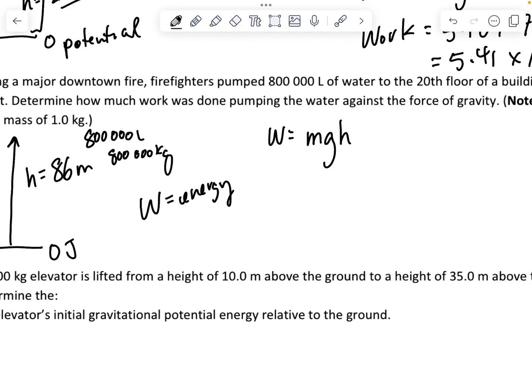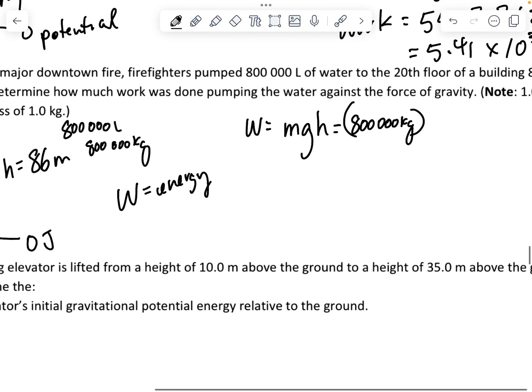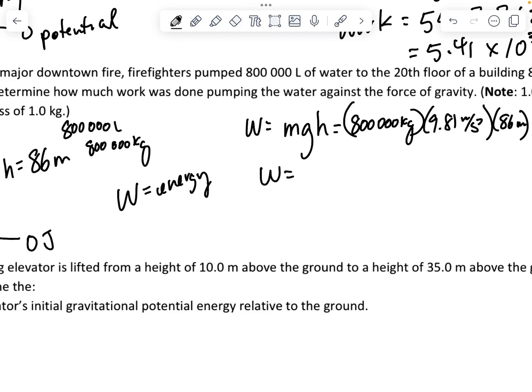Right? And so it has a lot at the top. So if I take my mass of 800,000 kilograms and multiply it by my 9.81 meters per second squared, and then multiply that by my 86 meters, the work is the energy it took to get the water up that high. And so I've got my 800,000 times 9.81 times 86, and I get 674,928,000 joules. Blah, that's a lot of joules.